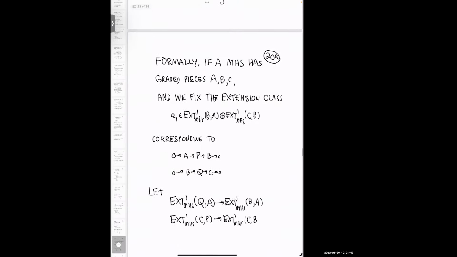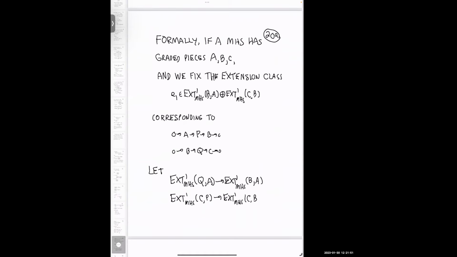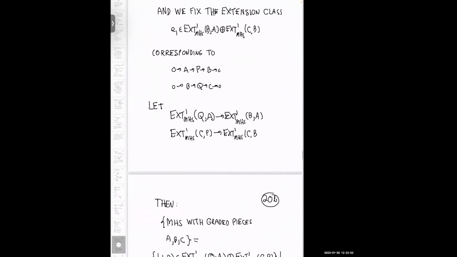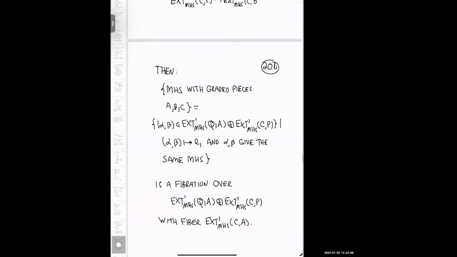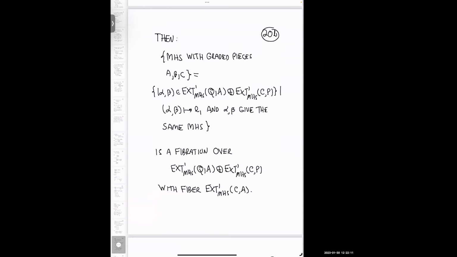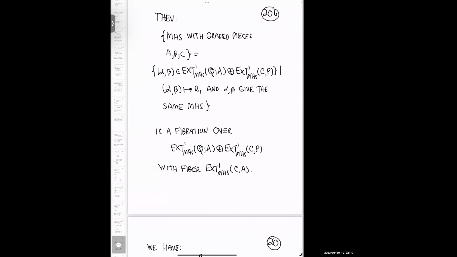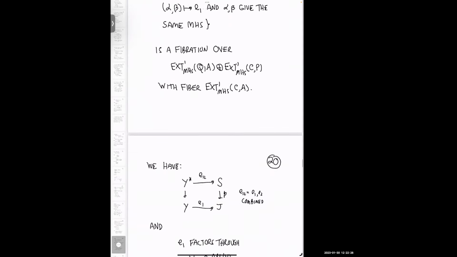So just a little, something probably unnecessary, that if you have a mixed Hodge structure with 3 graded pieces, and you look at the extension class of B over A and C over B, then the mixed Hodge structures with these 3 graded pieces is basically a fibration over these extension classes, and the fiber is this X1 mixed Hodge structure of CA. So you're getting this natural fibration. It's not an X2, which we know doesn't exist, but there's this fibration of X1s that does exist.